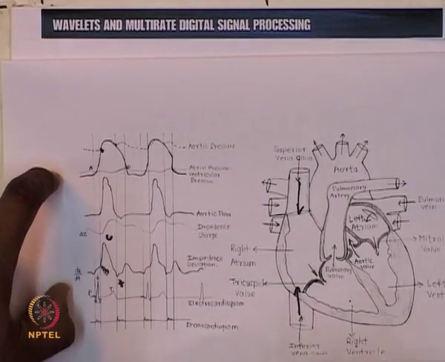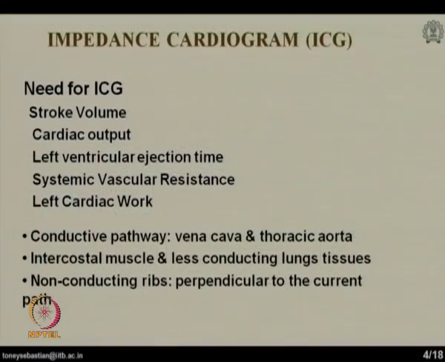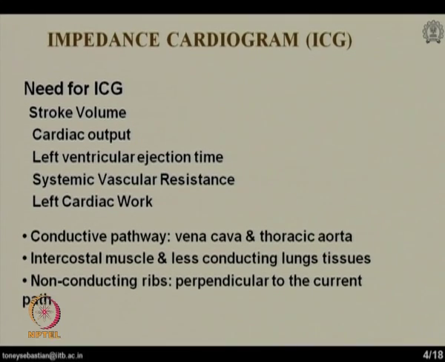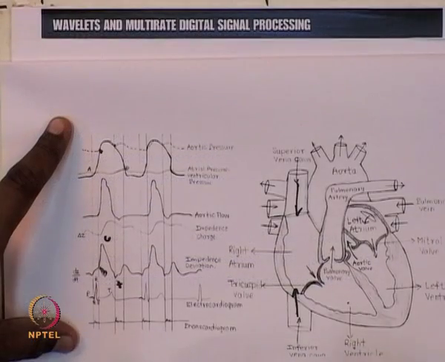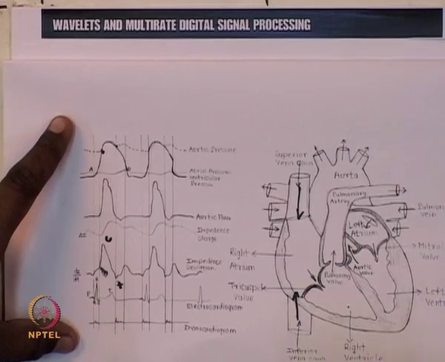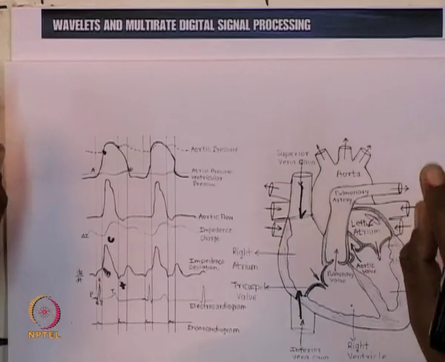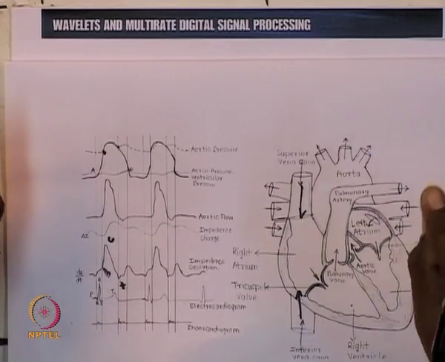Now the other major parameters related to the heart. First, stroke volume. Stroke volume is basically the amount of blood pumped by the heart during one heartbeat, that is, during which the aortic valve is open, the amount of blood pumped by the heart in one cardiac cycle. And the second parameter is cardiac output. Cardiac output is the amount of blood pumped by the heart in 1 minute.